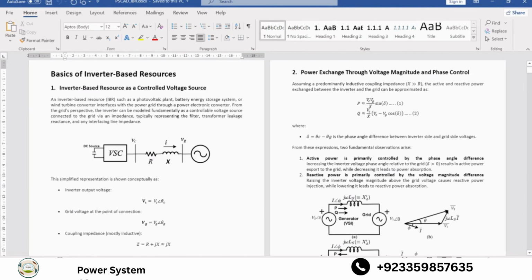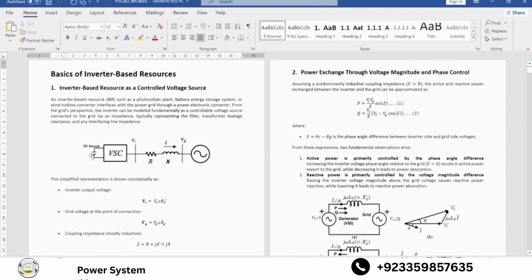So this course is about modeling an inverter-based resource using PSCAD. Actually, I will be starting from the very basics. So let's look at a very simple circuit that looks something like this. For example, we have a source here. This is, let's suppose, a grid, and I have a DC source here.